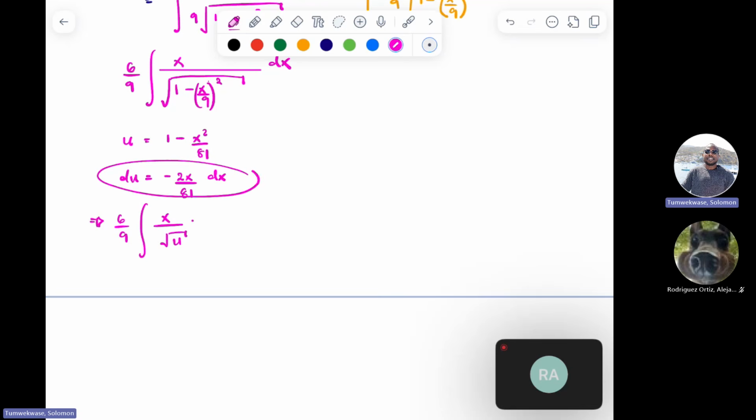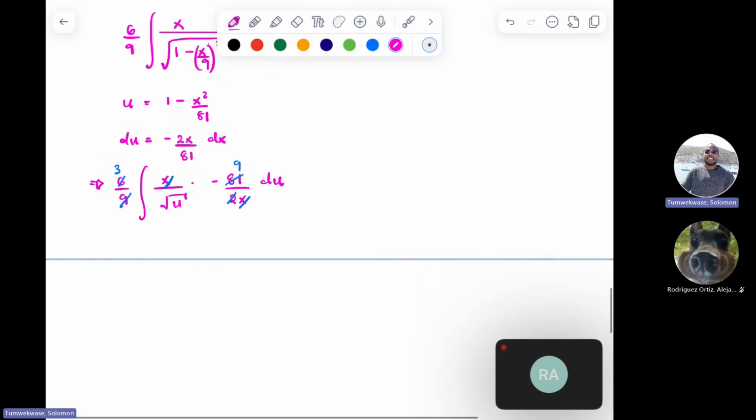But from this expression here, dx is the same as negative 81 over 2x du. So this x can cancel, the 2 can cancel, and we remain with 3. This 9 can cancel this 81 to remain with the 9 right there.